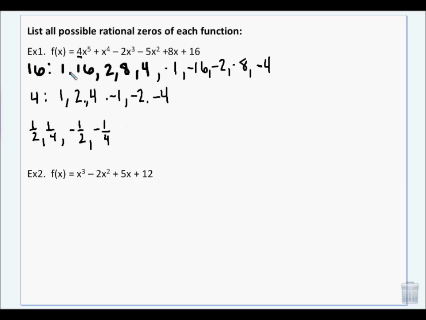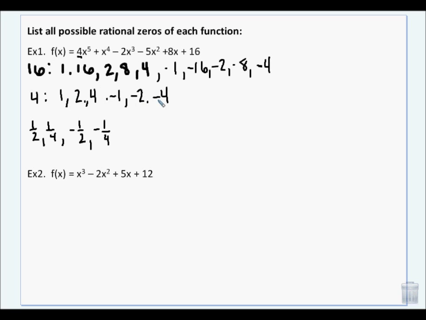And then I go through and I do the 16. Well, 16 divided by 1 gives me 16. 16 divided by 2 gives me 8. I already have that. 16 divided by 4 gives me 4. So if I'm dividing 16 by these, I'm getting whole numbers, so I'm done. If I'm dividing 2, that gives me 2, that gives me 1, that gives me 1/2. I already have all of these. Same with the negatives, I already have all of those.